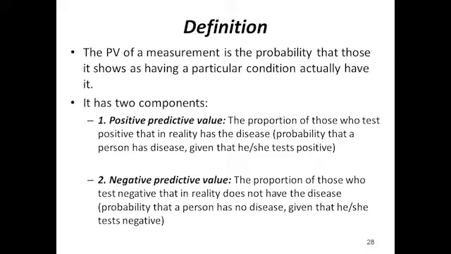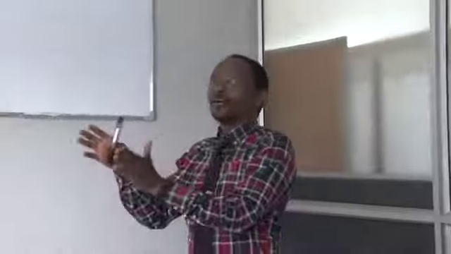On the other hand, the negative predictive value is the proportion of those who test negative with your primary healthcare screening test that in reality do not have the disease. So intuitively, you first apply your primary healthcare screening test, and then you have those who are positive and negative, but you are not sure about their disease status. Then you apply the gold standard, and then you find those who actually have the disease.